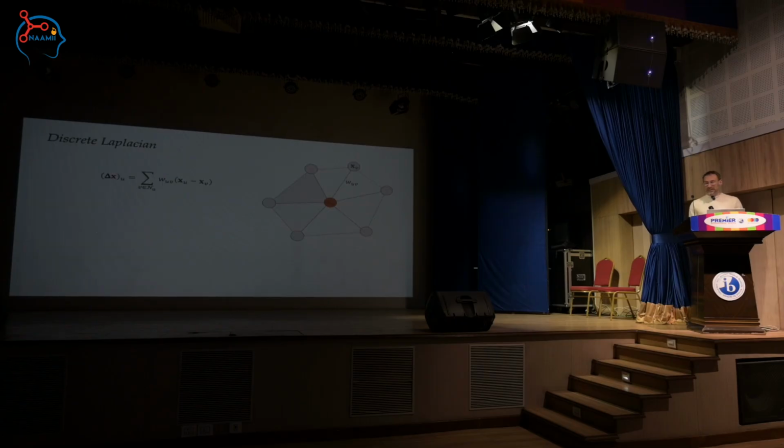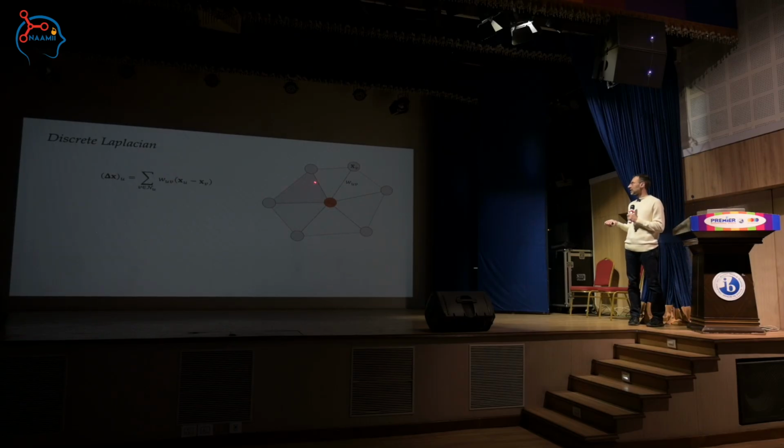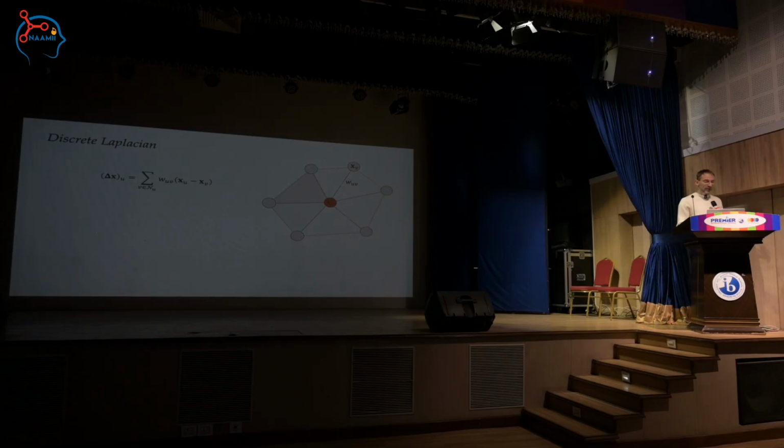That doesn't matter. Basically, the bottom line of this discussion is that I can define a Laplacian on the mesh exactly the same way as I can define it on graphs, right? So it's basically the difference between myself and my neighbors, right? Up to some weights. So this is the average of my neighborhood, and this is myself.